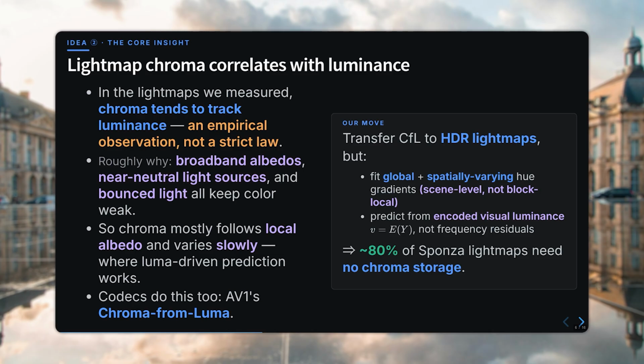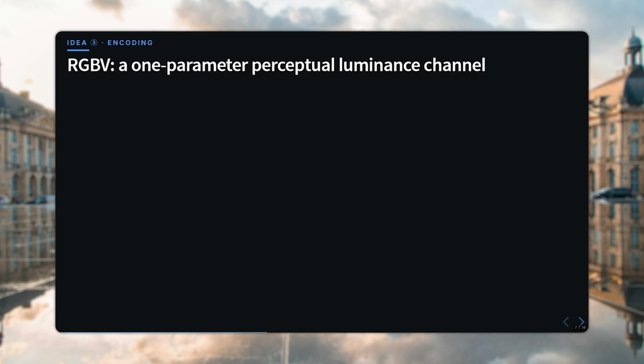First, we fit global plus spatially varying hue gradients at the scene level. And second, we predict from the encoded visual luminance V rather than from frequency residuals. And the result is that around 80% of the Sponza light maps need no chroma storage at all.